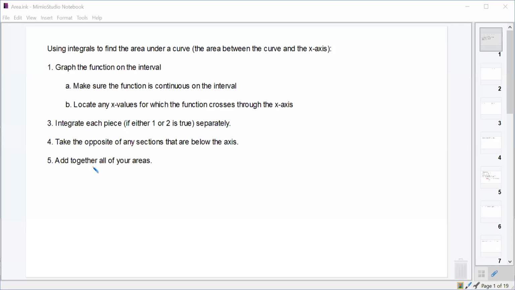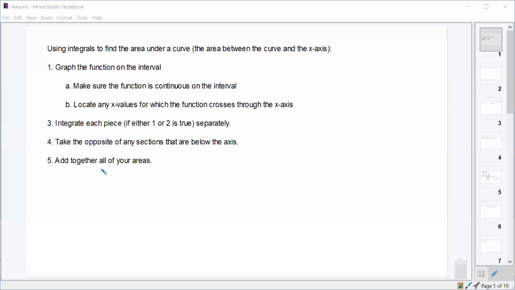All right, so using our integrals to find area under a curve, or when we say area under a curve, we refer to that as an area between the curve and the x-axis, right? So what we want to do first is graph our function, make sure our function is continuous on the interval we're looking at, and then locate any x-intercepts. So look for any x values where the function crosses through our x-axis.